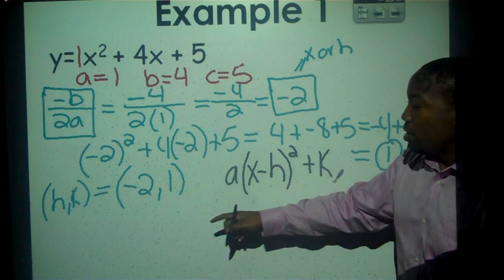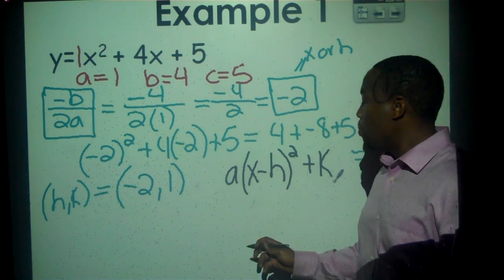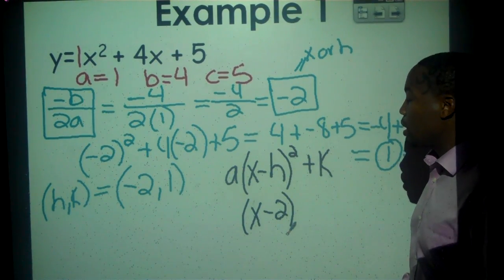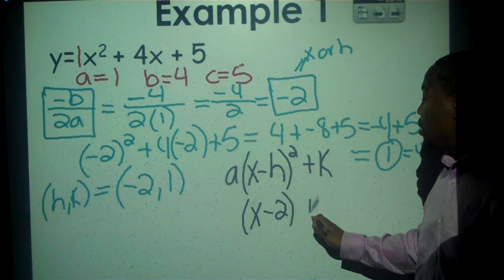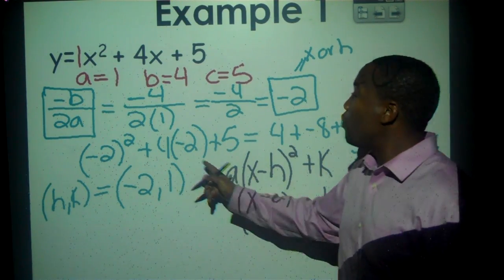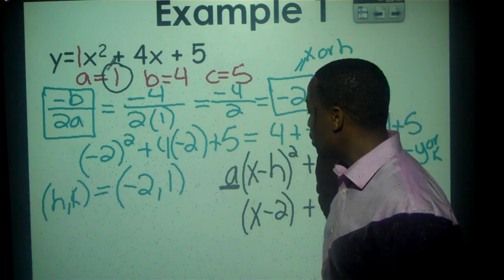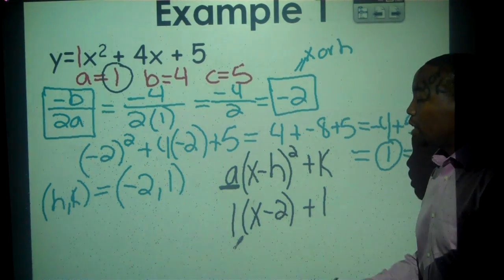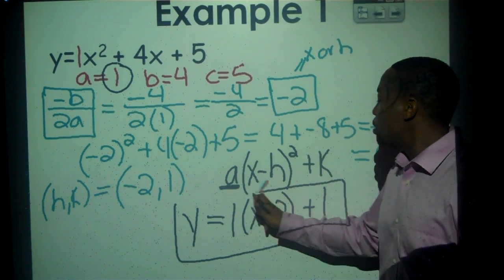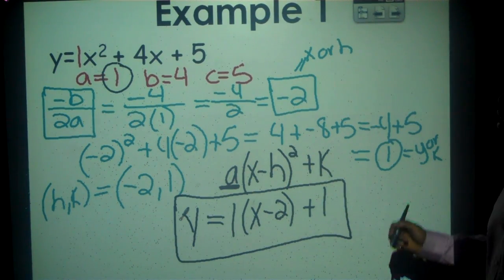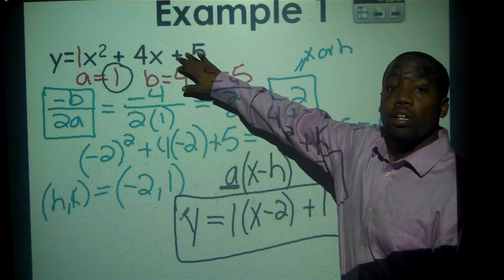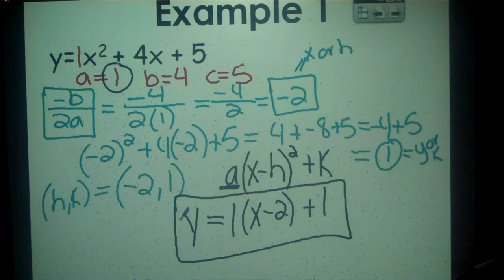Now what's my h? Based on this, my h is going to be negative 2. What's my k? My k is just going to be positive 1. Where do I get my a from? I get my a from the initial spot right here. So I have a 1, and then this will be my formula. This gives me my vertex form. So we just went from standard form to vertex form.